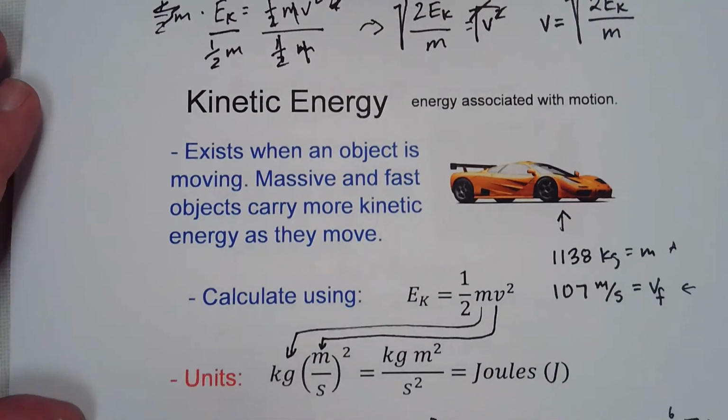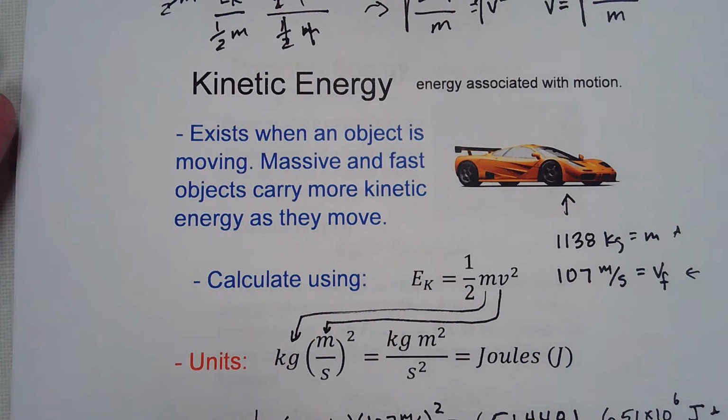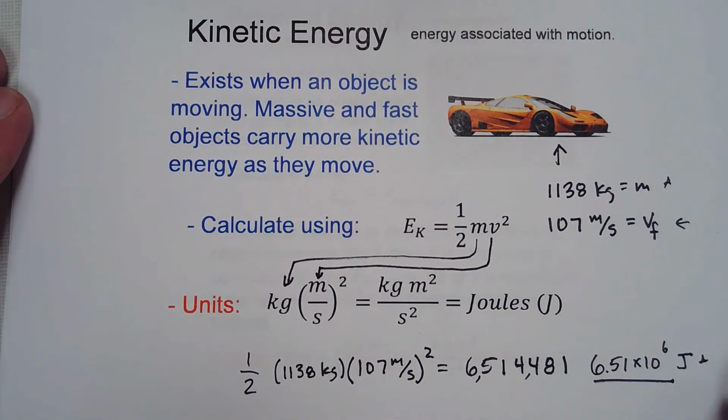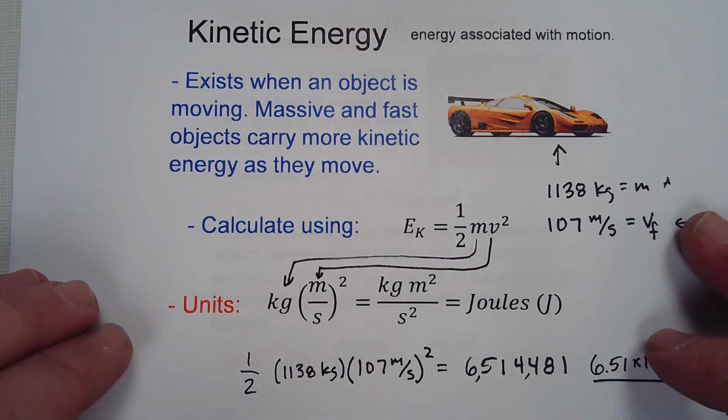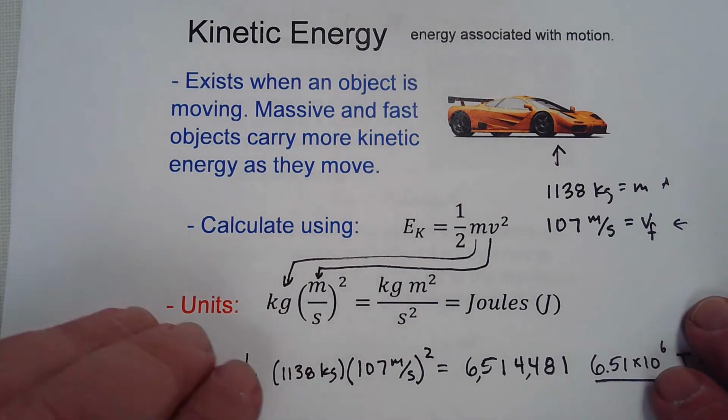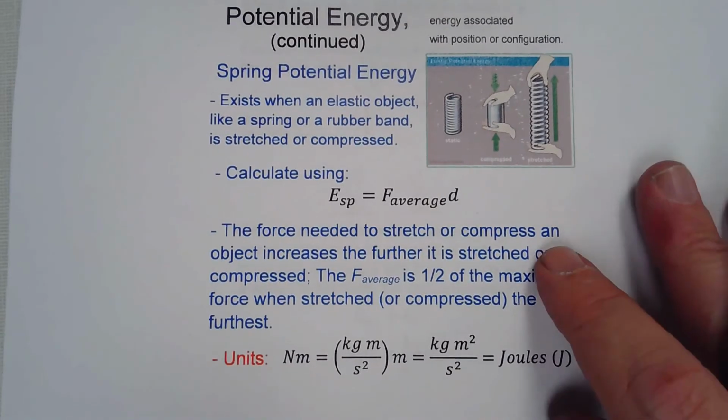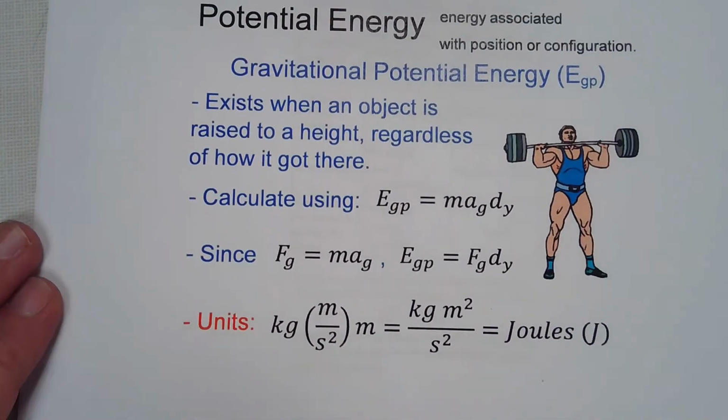So that's kinetic energy in a nutshell. Something's moving, it must have kinetic energy, and it takes some energy from somewhere to give that object its kinetic energy. Now, let's talk about 2 other forms of energy. They're both potential. So we'll go to the next slide, and we're going to start with gravitational potential energy.